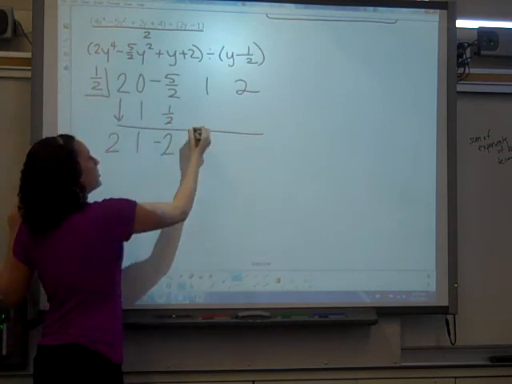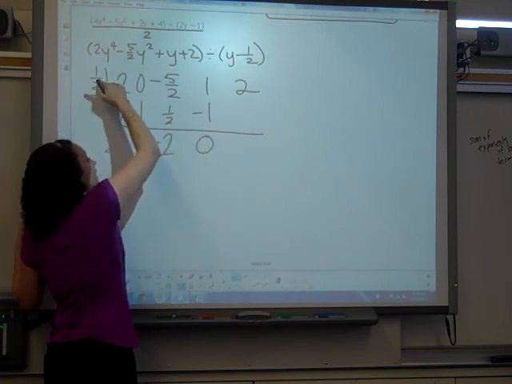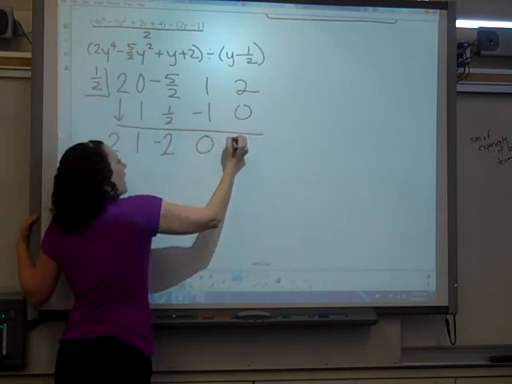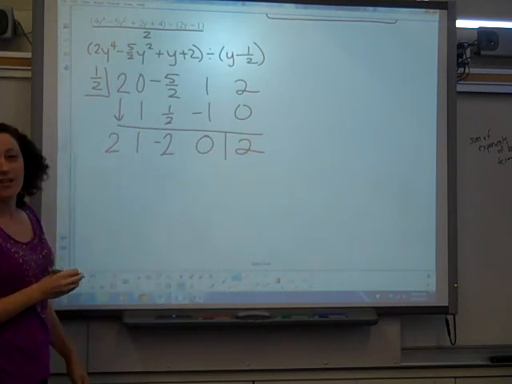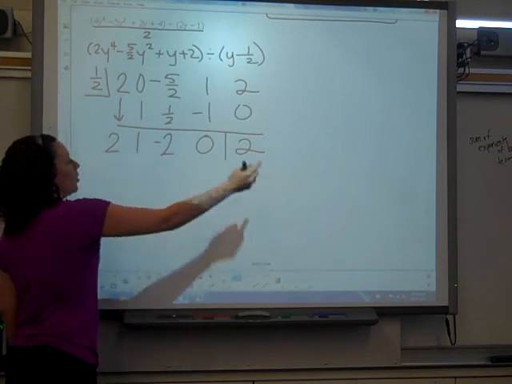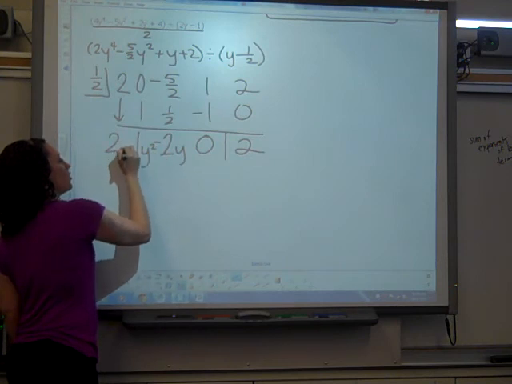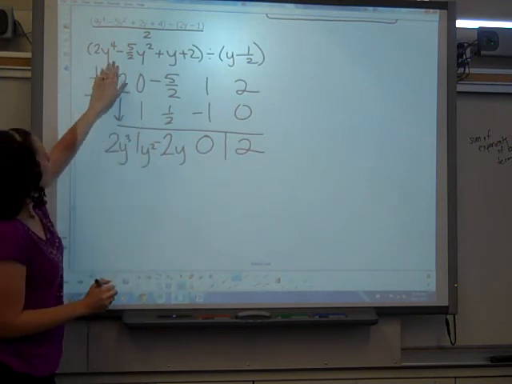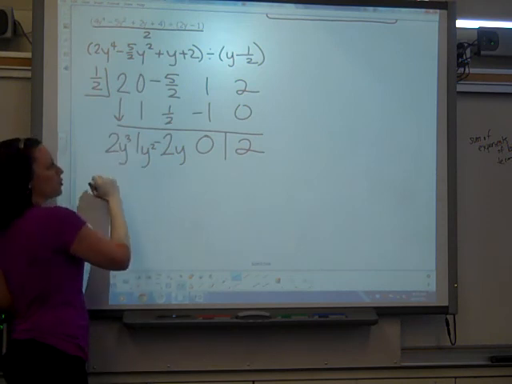Half of negative 2 would be negative 1. I add straight down. I multiply by what's in the box. I add straight down. I need to put my variables back in. Now remember, we weren't using x this time, so I'm going to put y's back in. So I have no y's, y squared, y cubed. Notice it's also always 1 less than whatever the variable was up here, if you want to know what the first one should be.